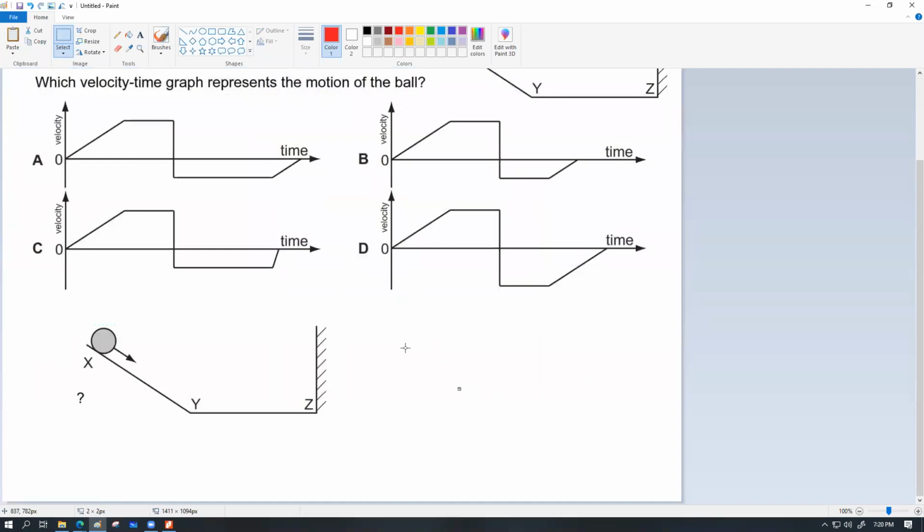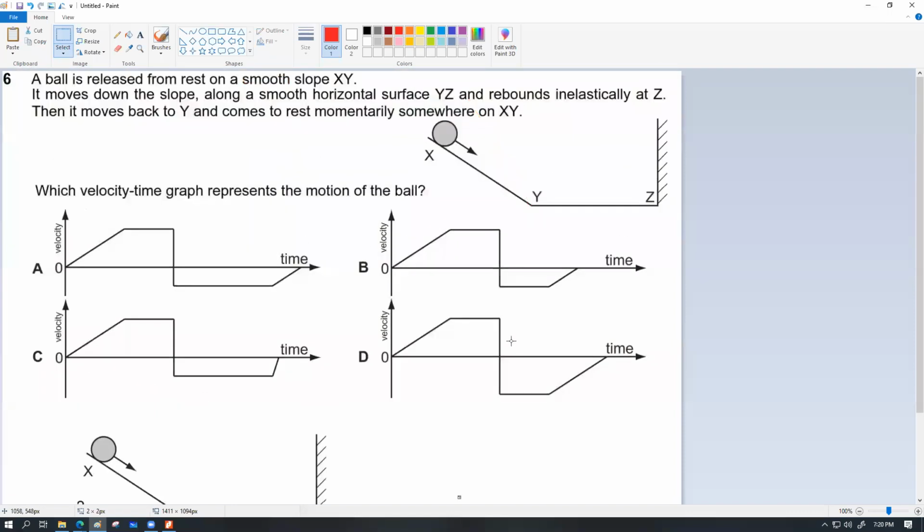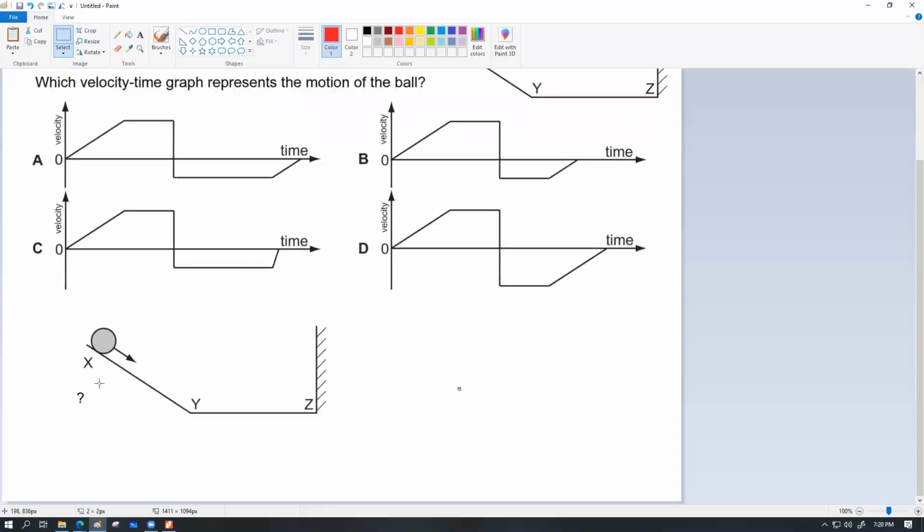Sir, smooth means, do we assume... Yes, smooth means zero friction. Okay, smooth means zero friction. So have a look at this question.